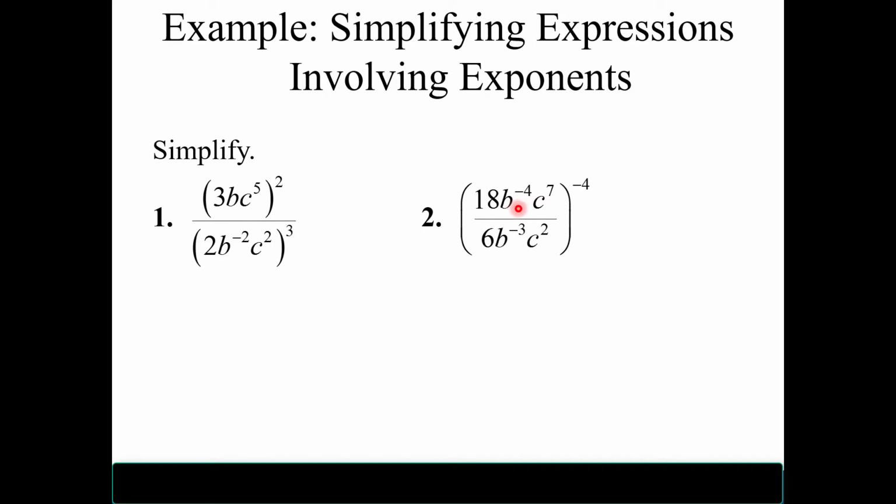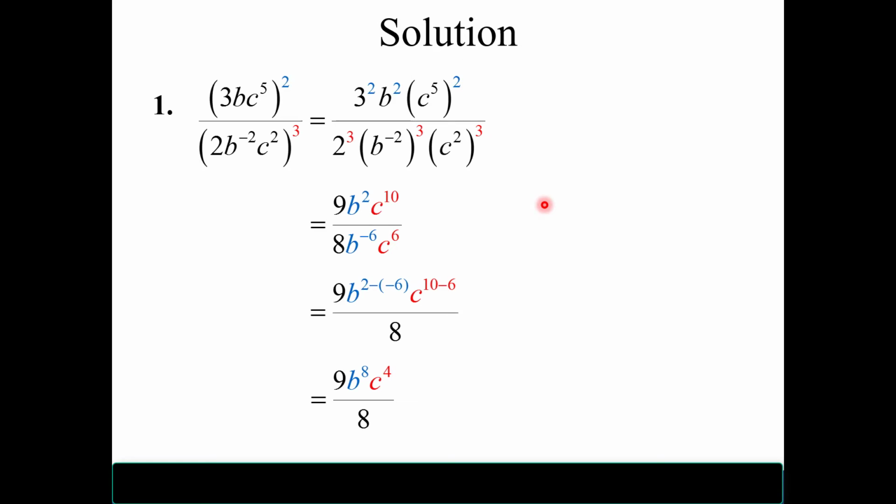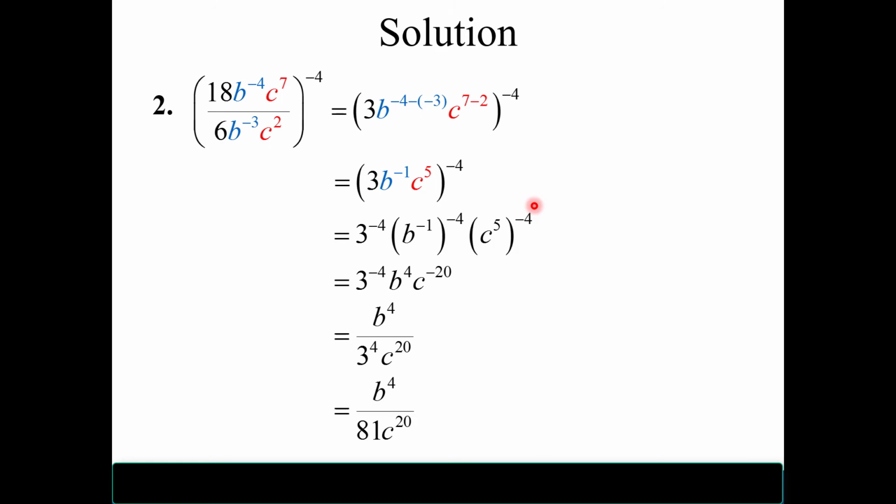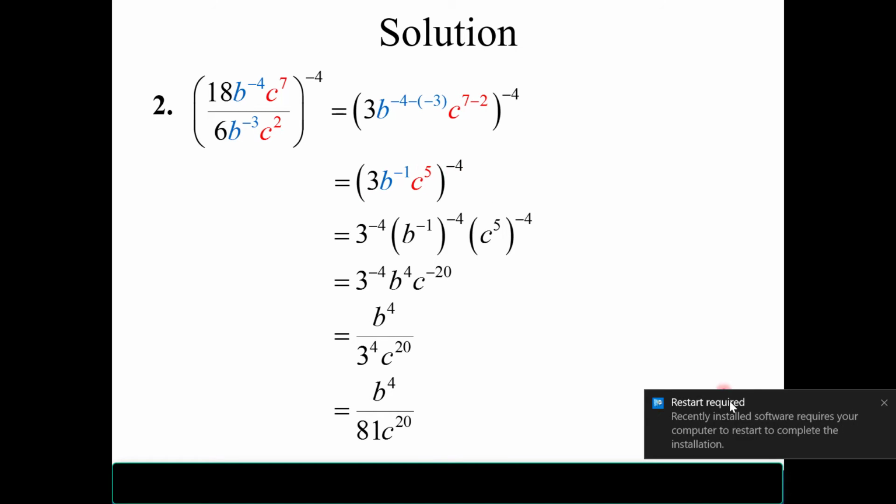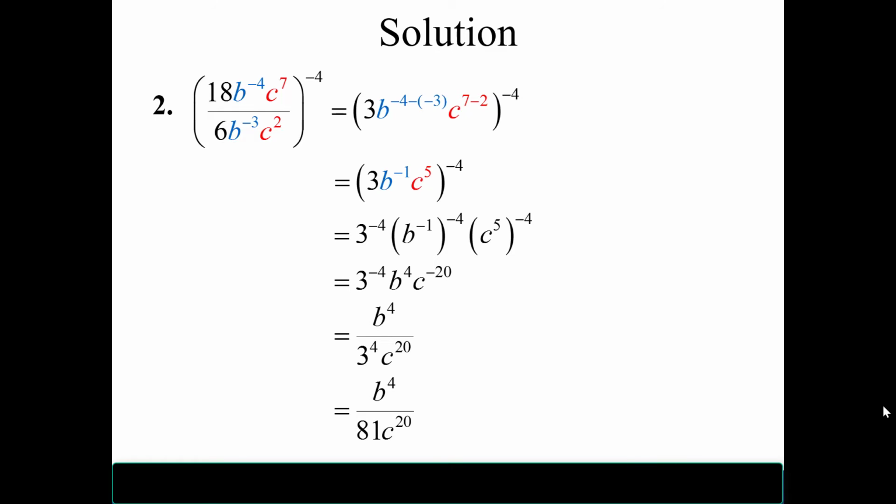Negative 4 minus negative 3 becomes negative 4 plus 3, or b to the negative 1, c to the 5th power. And we see that here. On the inside of the parentheses, we end up with 3 b to the negative 4 minus negative 3, c to the 7 minus 2, which then reduces to 3 b to the negative 1, c to the 5th power. All of that is still being raised to the power of negative 4.